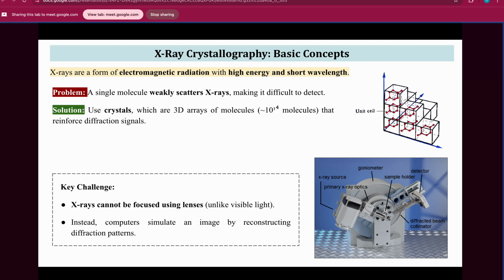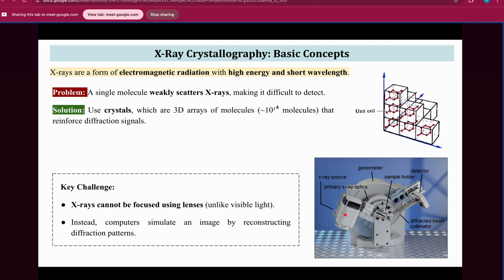Now what are the key challenges? X-rays cannot be focused using lenses, unlike visible light. In visible light, we use lenses to focus the light on the specimen and then visualize it with the help of that lens. But in the case of X-rays, we cannot do that. So instead, we use computers to simulate an image by reconstructing the diffraction patterns. Whenever the X-ray strikes an atom, it gets diffracted, and that pattern is recorded by the computers and helps us reconstruct the image. This is one of the devices used for observing the patterns.